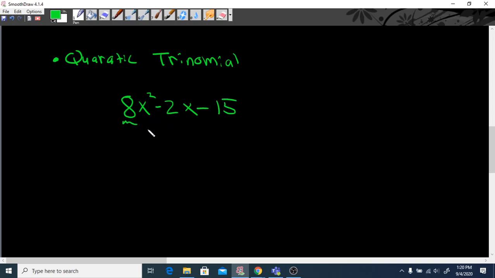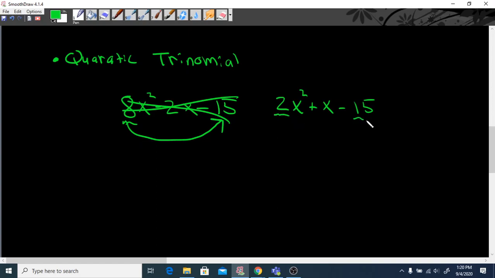First, I'm going to take the coefficient of x squared and multiply by the constant. You know what? I don't want numbers that big. Let's do this instead: 2x squared plus x minus 15. Way more reasonable. I want to take the coefficient of x squared and multiply by the constant term. 2 times negative 15, that's negative 30.